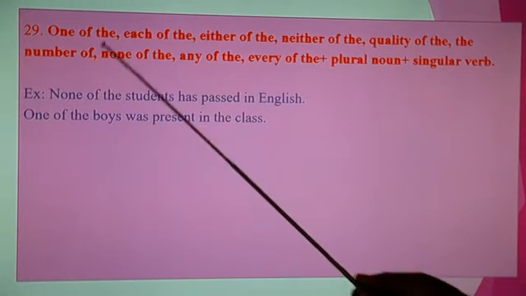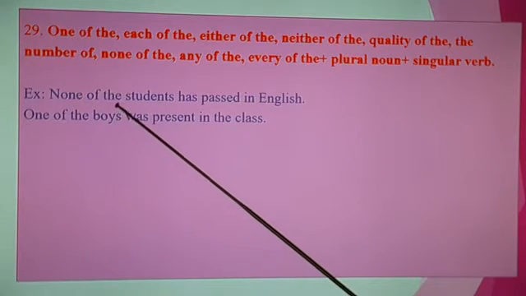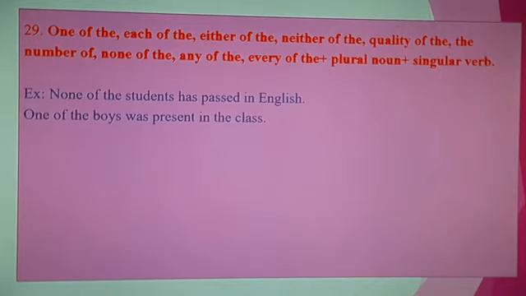You use most of the time one of the. For example, none of the students has passed in English. I mean, no one passed in English. So the noun is plural, but the verb is singular: has, not have. None of the students, no one has passed. So that is why I take has.